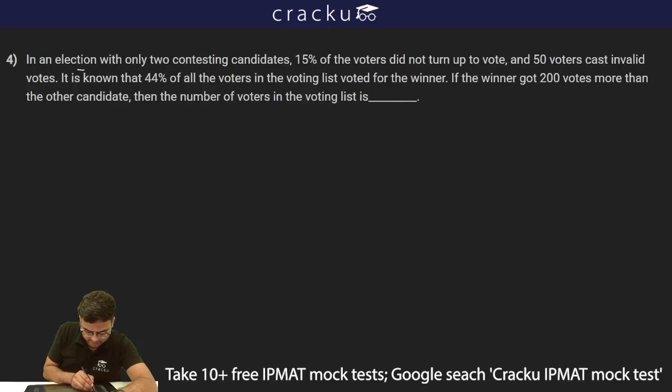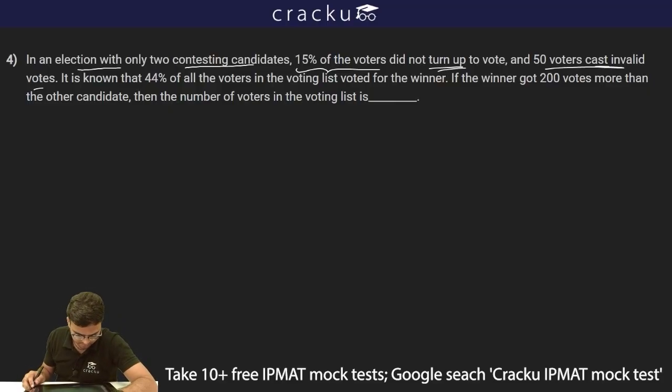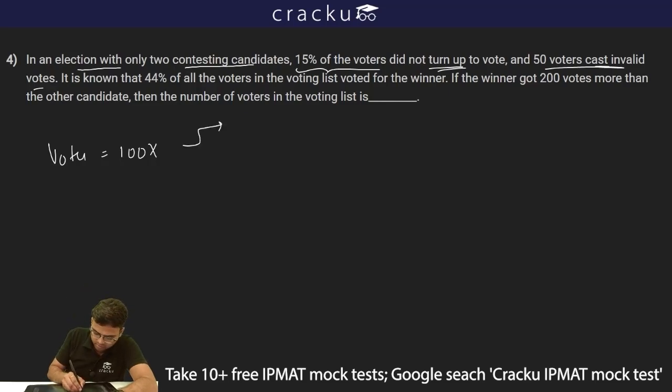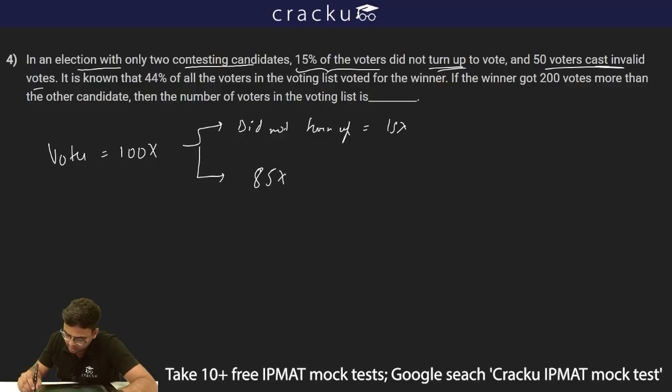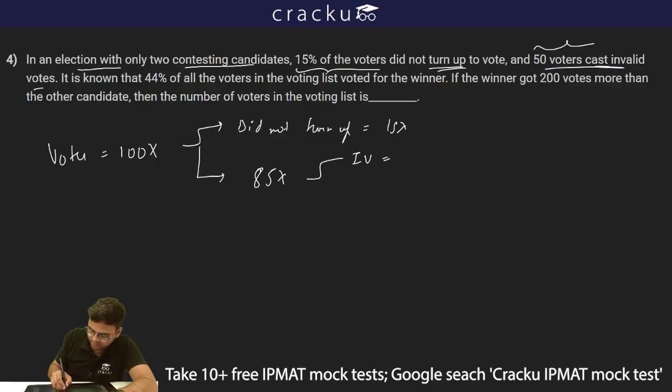The next question is saying, in an election with only 2 contesting candidates, 15% of the voters did not turn up to vote and 50 voters cast invalid votes. So let's say the total number of voters is 100x. 15% of voters did not turn up, so did not come to voting was 15%. So 15x didn't come for vote. So the remaining are 85x who came for vote. And out of these 85x, 50 voters cast invalid votes. Thus I can say the valid votes were only 85x minus 50.